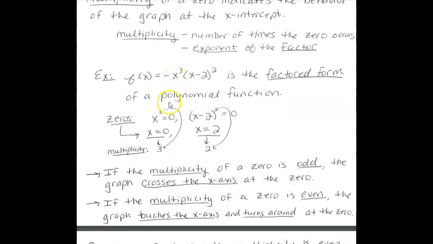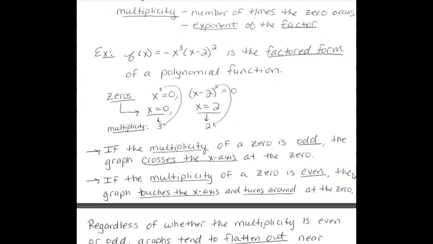So if I take the factor x cubed, set it equal to 0, to solve for x, we would cube root both sides and get 0. So x equals 0 is the 0. Its exponent was 3, so that means it has a multiplicity of 3. The second factor is x minus 2. So if I set x minus 2 squared equal to 0, I would get x equals 2 as the solution, right? The value of x being 2 makes that true. So the exponent of 2 means that my multiplicity is 2.